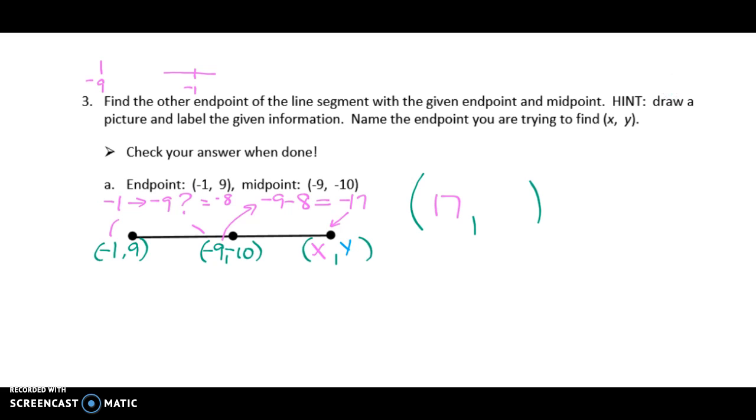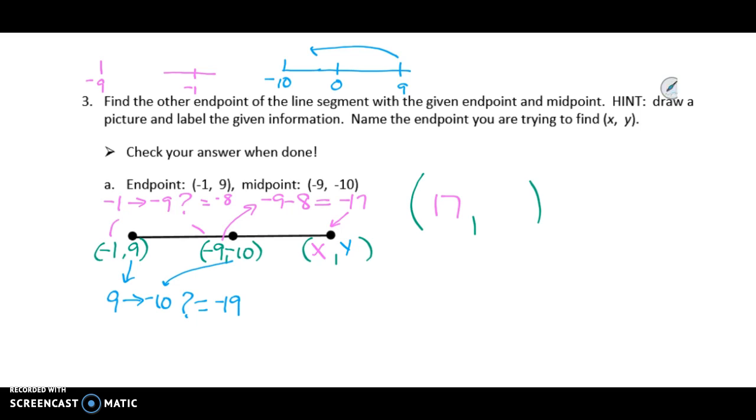Now I just need to find Y. Same process. Okay, so I'm at 9. I need to get to a negative 10. How do I do that? Again, think about your number line. 9's here. You gotta go 9 units back to the 0, and then over to the negative 10. How far is it from 9 back to negative 10? And that is negative 19.